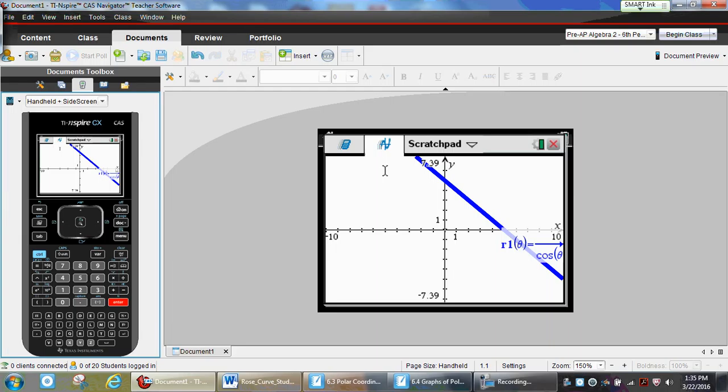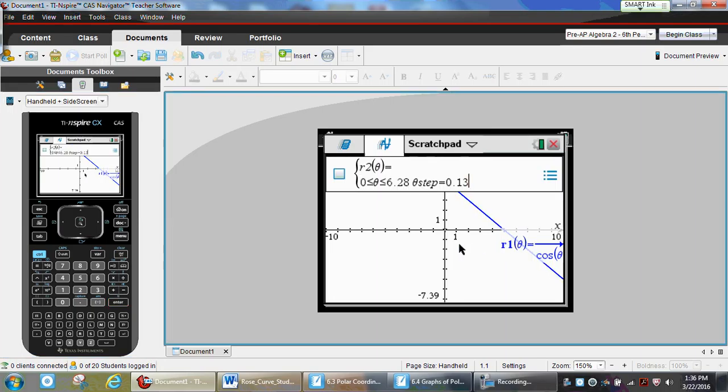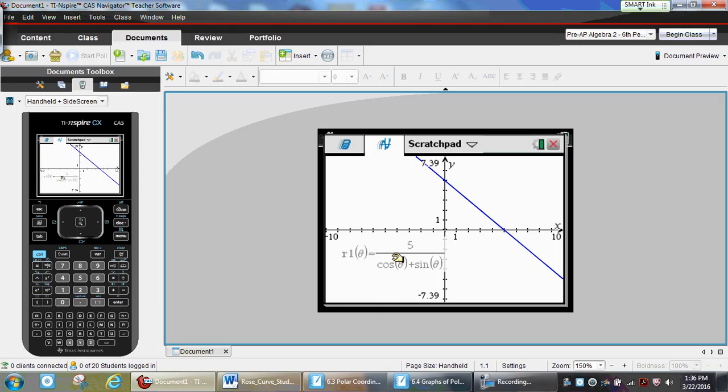And we do get the line, right? Yes. Hey, my line's small. Yeah, I know. It's 5, and then cosine theta plus sine theta on the denominator.